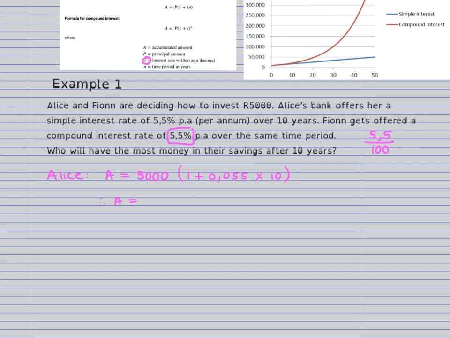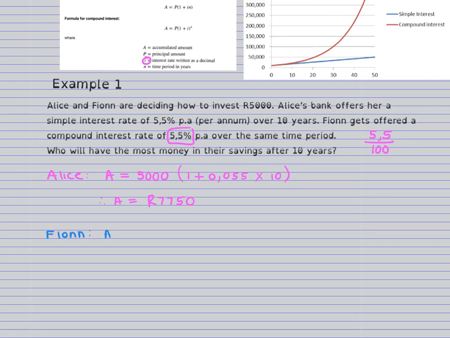5,000 times 1 plus 0,055 times 10. So after 10 years, she will have, in rands, 7,750. All right, so that's not too bad going. Let's compare this to Finn.